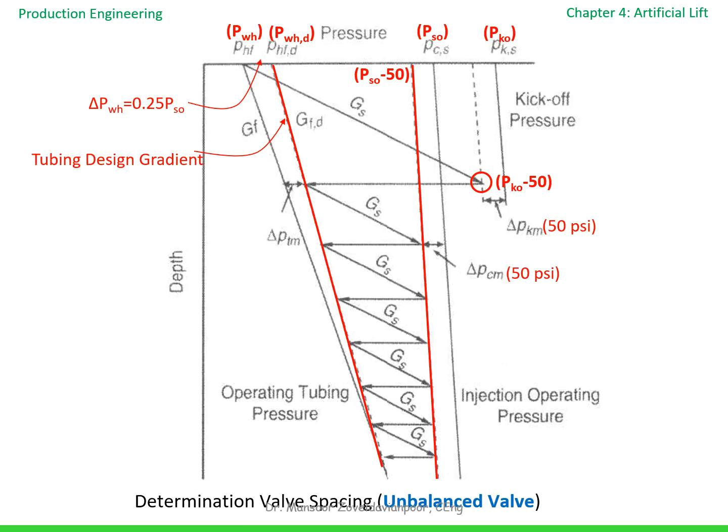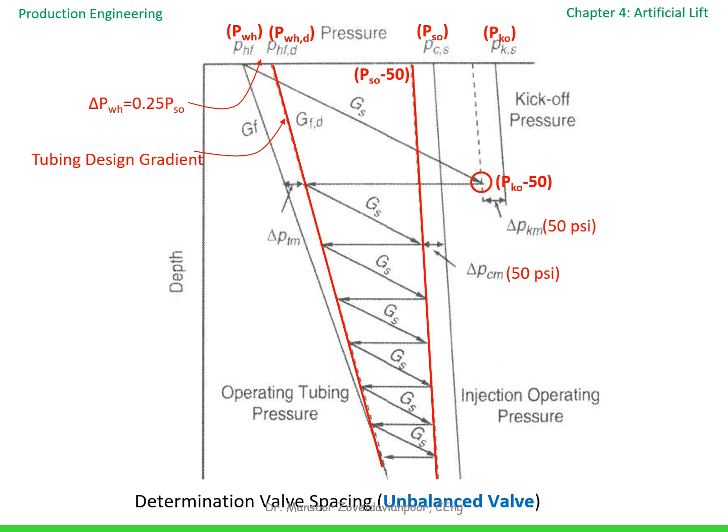This figure shows the complete valve spacing design for an unbalanced valve system. We start with the tubing design gradient, which is shifted by 0.25 times PSO from the normal tubing pressure line. The unloading valves are then positioned between the tubing design gradient and the casing pressure gradients, using increments based on PSO and PSO minus 50 psi.